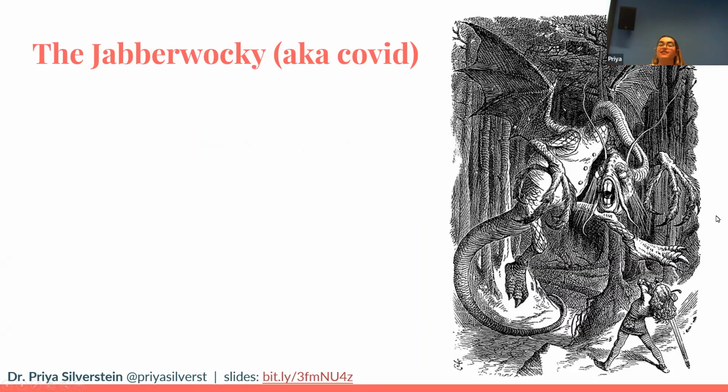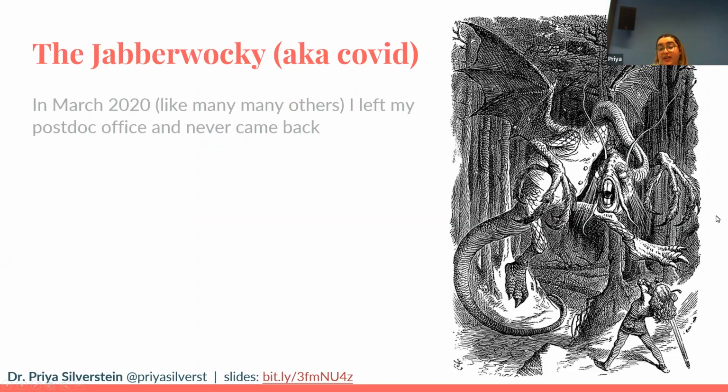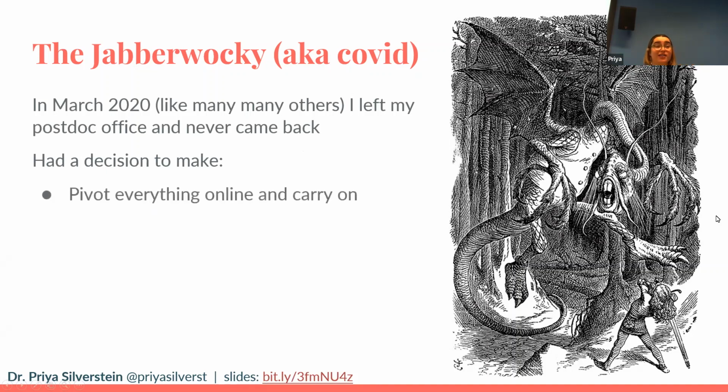So then sadly, COVID happened. In March 2020, like many others, I left my postdoc office and never came back. And I had a decision to make with my PI. Do we try and get creative and pivot everything online and just continue with the postdoc? Or do we just furlough me indefinitely and hope for the best? I was pro first option. The PI was pro second option, so we ended up doing the second option.